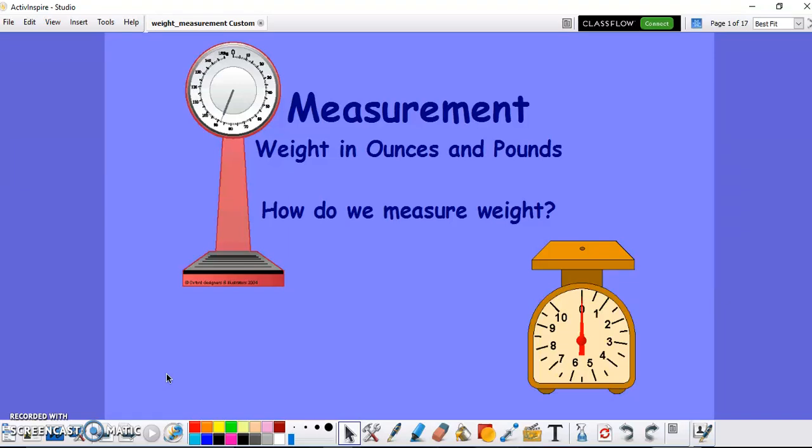Specifically, we're talking about customary United States measurement of weight. So as we have been discussing, the United States measures everything a little bit differently. Length, weight, and capacity. Today, when we talk about weight, in the US, we are using ounces and pounds. Let's dive a little deeper.